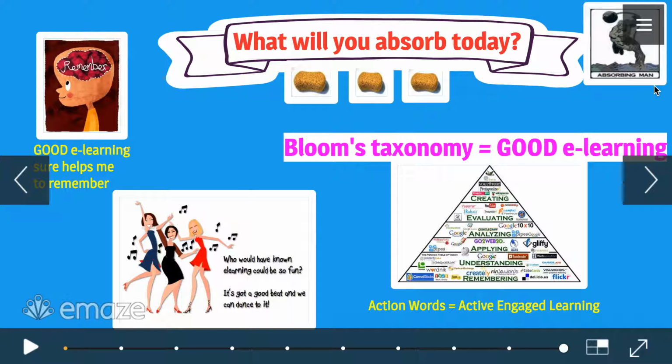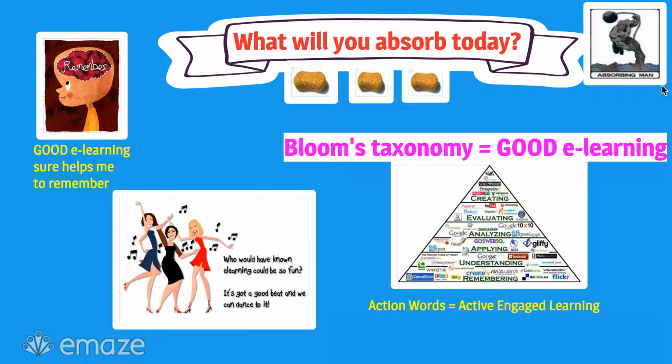So as you can see, good e-learning sure helps learners to remember. It makes it fun. The action words equal active, engaged learning. These action words can also be seen in Bloom's taxonomy. So we could say Bloom's taxonomy equals good e-learning. So what will you absorb today? What will your learners absorb today? Can they become like Absorbing Man?